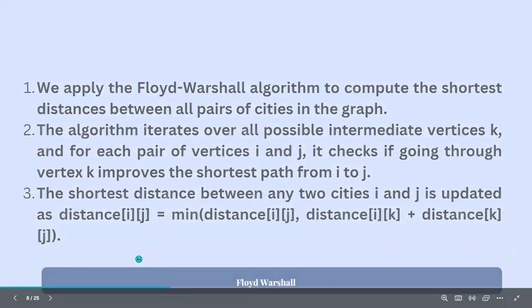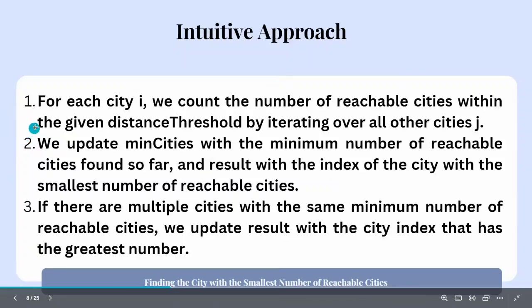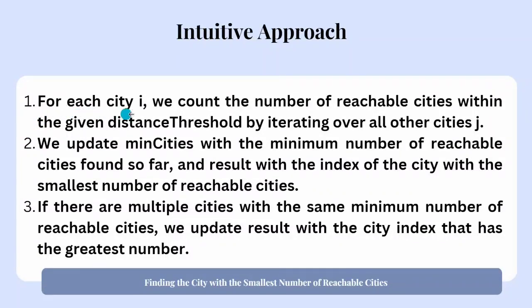After which, we will be finding the city with the smallest number of reachable cities. So in this, for each city i, we count the number of reachable cities within the given distance threshold by iterating over all the other cities j. We update the min cities with the minimum number of reachable cities found so far and the result with the index of the city with the smallest number of reachable cities.